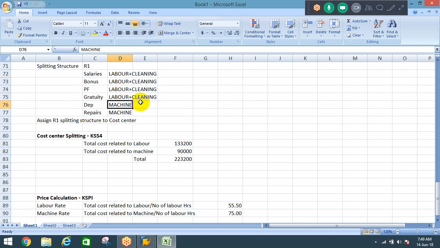Based on the activity quantity it will distribute. అర్థమైందండి ఇది? One cost element is related to multiple activity types. If one cost element is related to multiple activity types, okay, then we need to assign both the activity types in the cost splitting structure. First, ఇది అర్థమైందా మీకు?